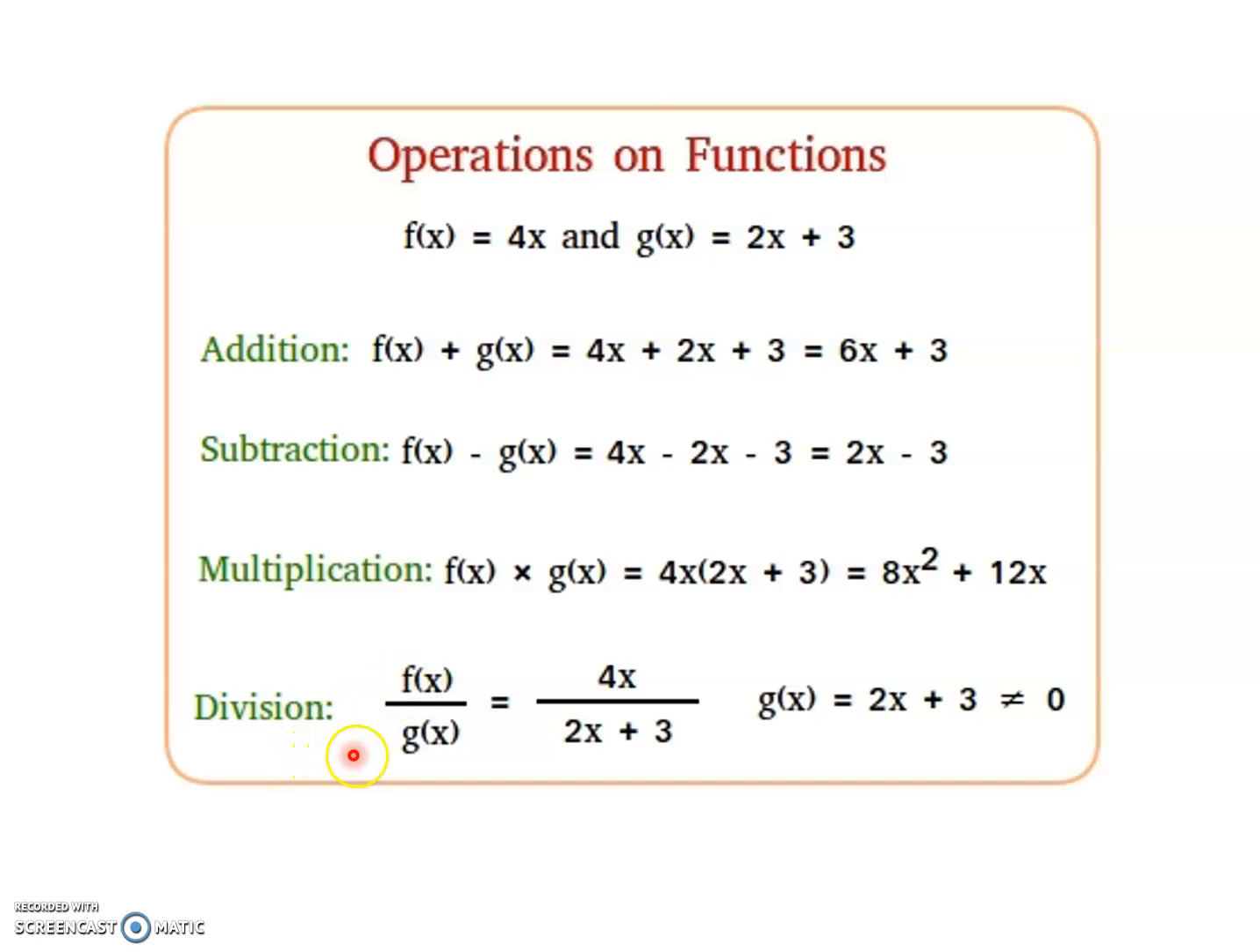Now the division rule is applied. f of x upon g of x is equal to 4x upon 2x plus 3. Be careful, where g of x is not equal to 0. So we have to apply the algebra on function, that is first is addition, second is subtraction, third is multiplication, and last one is division.